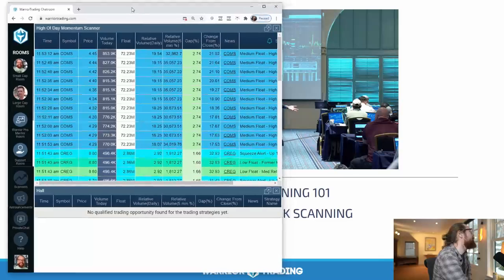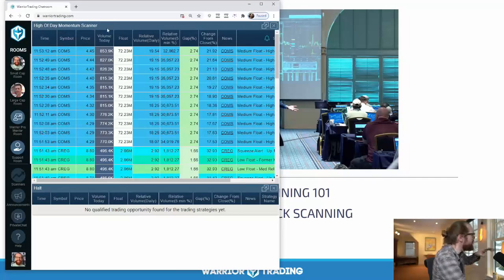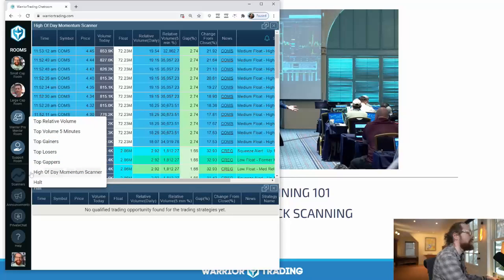So here we go. In the chat room, we go down here to scanners, and you can see we've got a couple of different scanners. Now, I will say that not all of the scanners are available to Warrior Starter students. Warrior Pro students will have access to all of the scanners. We also have new scanners that are going to be released soon on a couple of different strategies. So we're continuing to build these out.